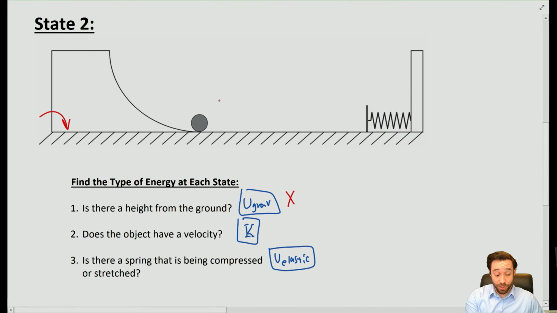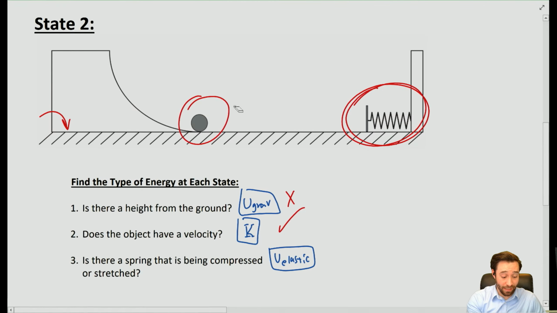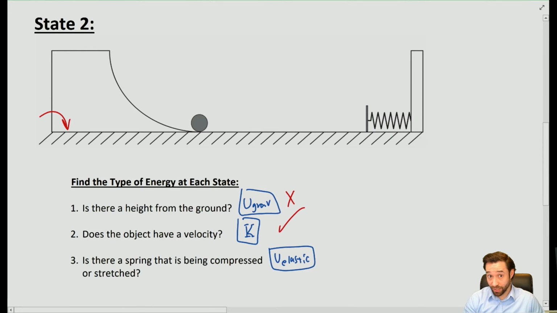So at state 2, it is sliding horizontally across the ground, again with no friction. So there is a velocity at state 2, and the spring is over here, the object is there, it's not even making contact, so obviously the spring is not being stretched or compressed. So the only type of energy at state 2 is going to be my kinetic. Cool.